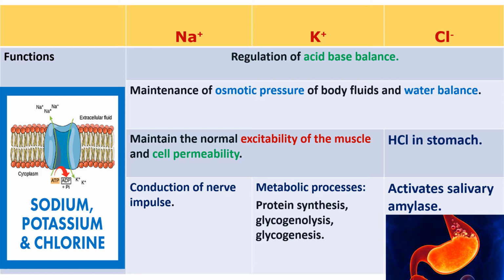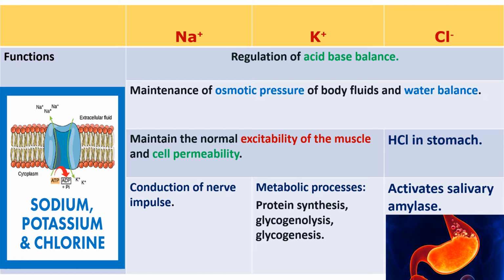So all of them, sodium, potassium, and chloride, are important for regulation of acid-base balance, maintenance of osmotic pressure, and water balance. Sodium and potassium, both of them, are important for muscle excitability and cell permeability, and sodium also is important for nerve conduction.